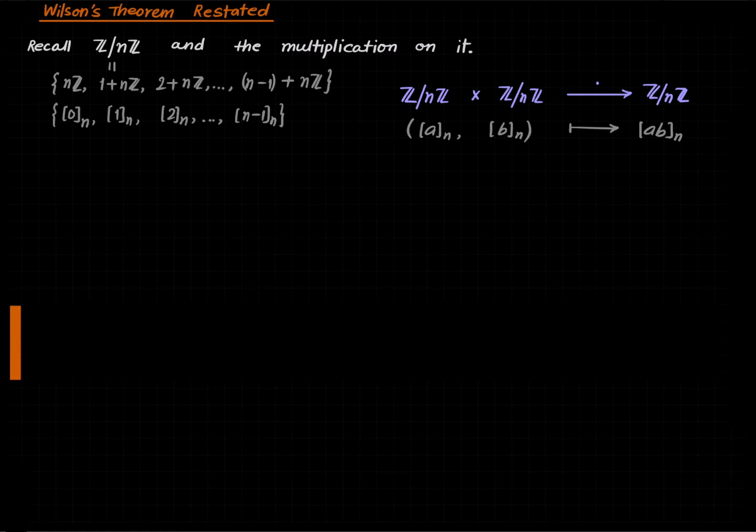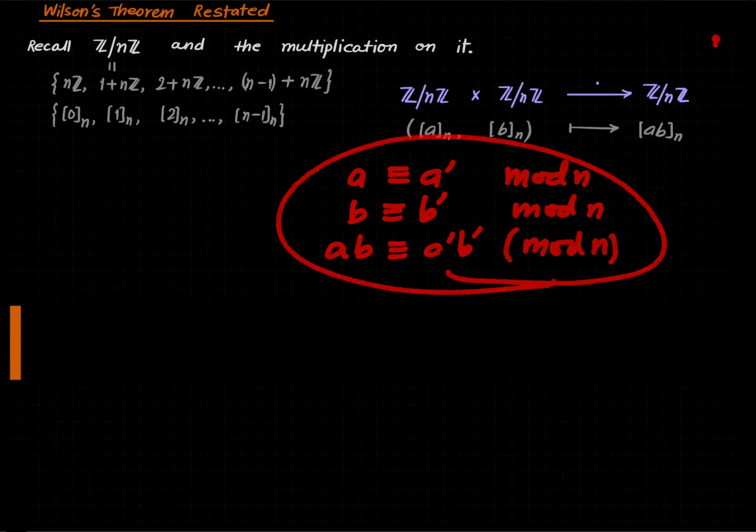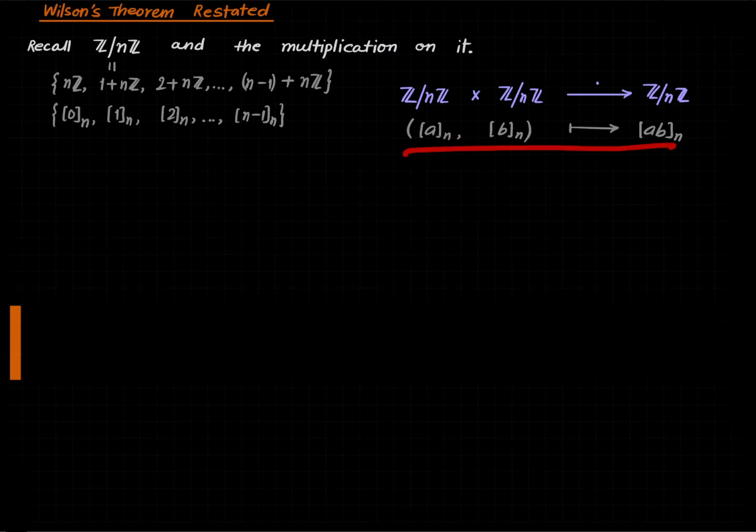What this is saying is that if A is congruent to A prime modulo n and B is congruent to B prime modulo n, then AB is congruent to A prime B prime modulo n. This fact allows us to define this multiplication. This wouldn't be well defined if not for that fact. So all of these things we have seen. The more colloquial way to write this is just as follows. We write this is equal to that. This is how we write it in practice anyway. So that's the product defined on it.